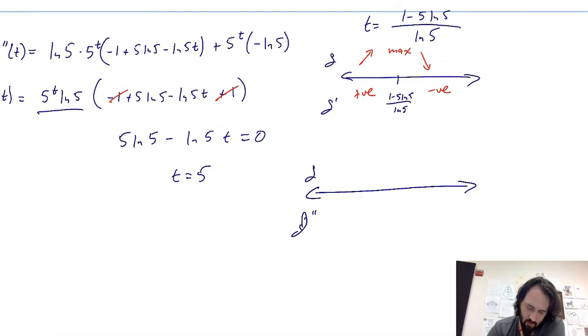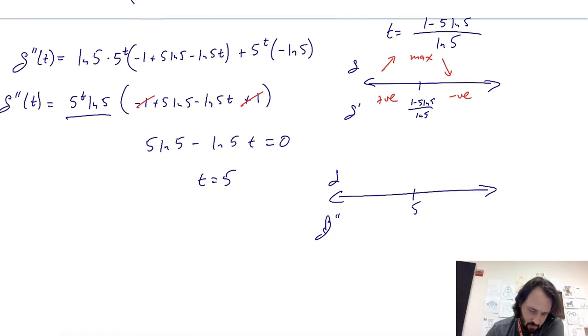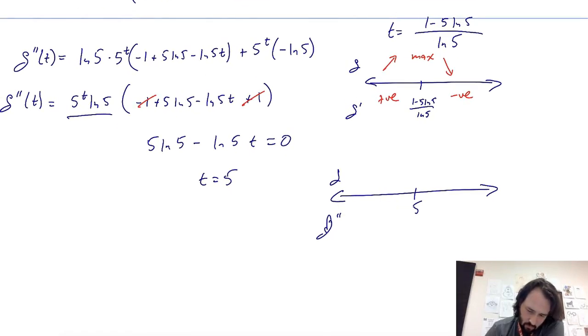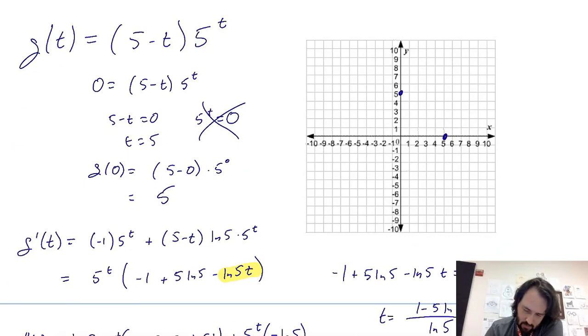that says g double prime or something like that. But at 5, so if I put in 0, that would be 1 times a positive number, so this would be positive, which means I'm concave up. All right, does that make sense?